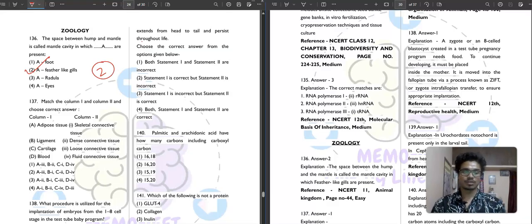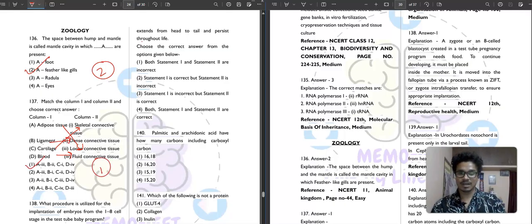Okay. Then question number 137. Match the following type question. It is saying adipose tissue. Adipose tissue is your loose connective tissue. Then B here is ligament, dense connective tissue. Then C is cartilage. Cartilage is skeletal connective tissue, and D is blood, which is fluid connective tissue. So the first option is the correct answer.